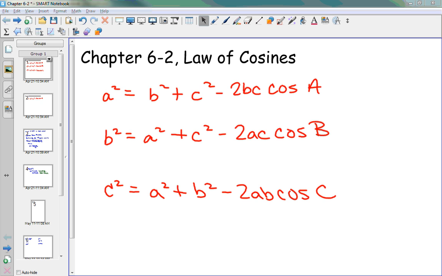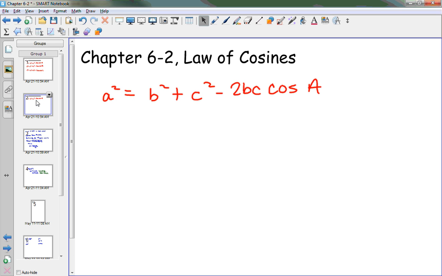Law of cosines is very similar to law of sines. Law of cosines says a squared equals b squared plus c squared minus 2bc cosine of A. You have one for b squared, you also have one for c squared. In addition to that, on page 401, if everybody's on page 401 like you should be, you will see three other formulas. Those three other formulas are for angle A, angle B, and angle C.